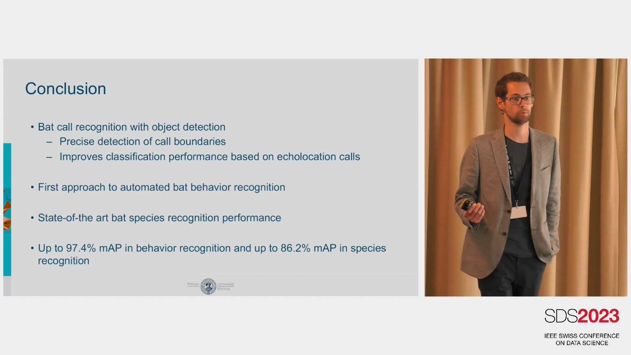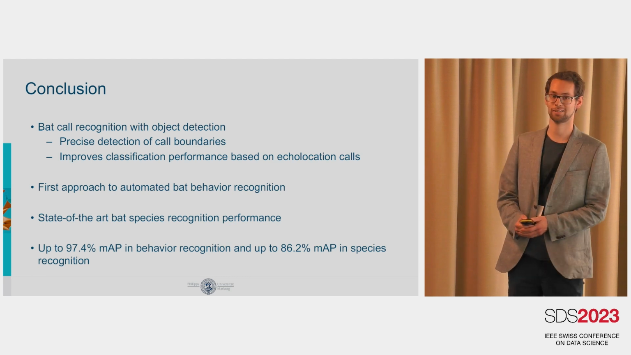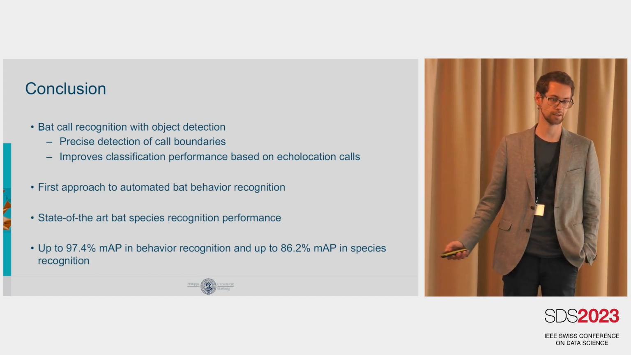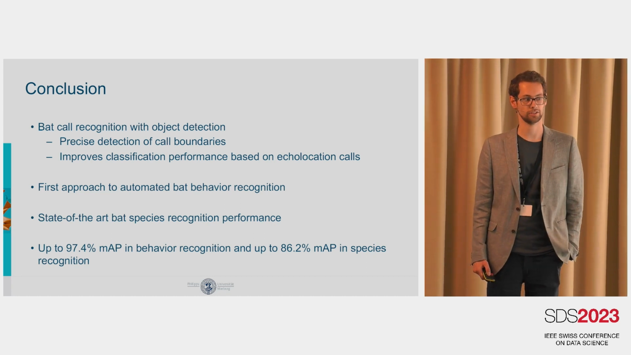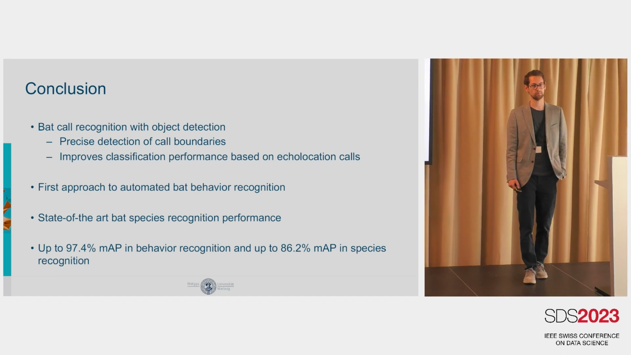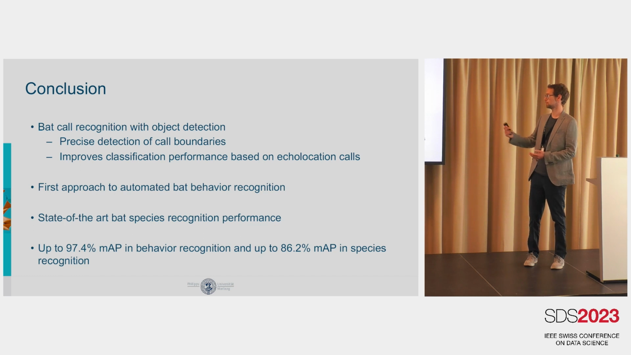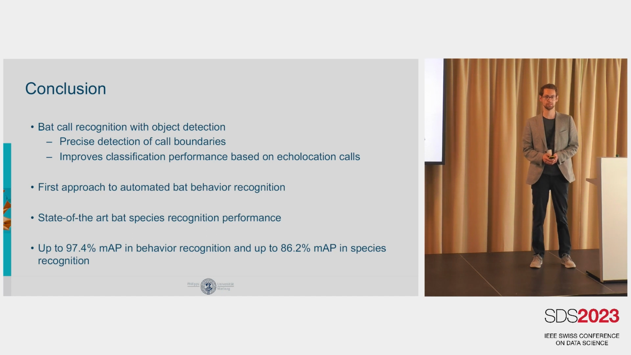In conclusion, we proposed a novel approach for bat call recognition through object detection inspired from computer vision, and the precise detection of call boundaries enables better performance and classification based on the echolocation calls. It's furthermore the first approach that has been made to bat behavior recognition, and we show state-of-the-art performance for bat species recognition. In general, we reached up to 97.4% mean average precision in behavior recognition and up to 86.2% mean average precision in species recognition.